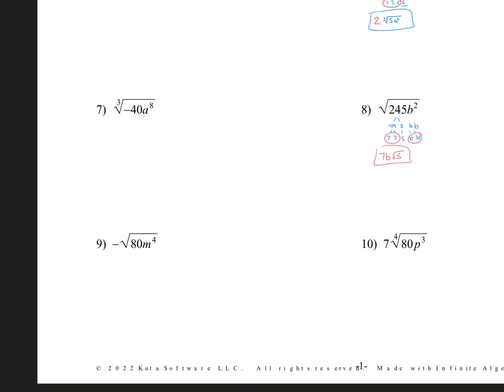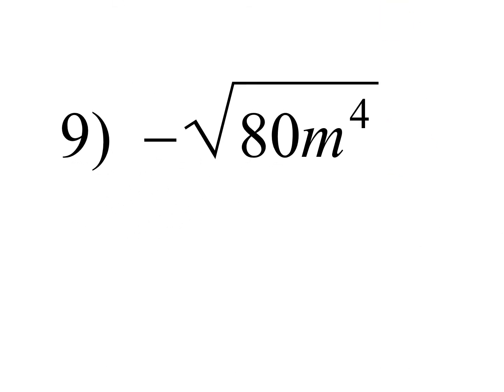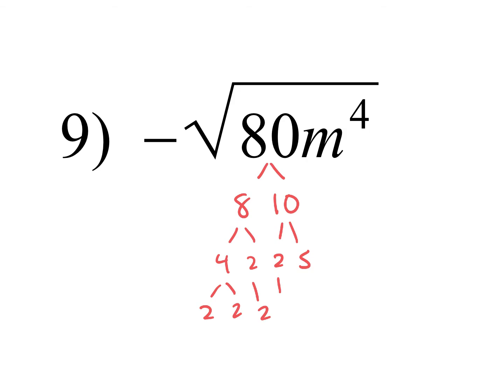All right, let's take a look at number 9. So let's break down our radical first. What are 2 factors of 80? 10 and 8. And what are 2 factors of 8? 4 and 2. And 2 factors of 10? 5 and 2. And 2 factors of 4? 2 and 2. And how many m's do I have? 4. 1, 2, 3, 4.